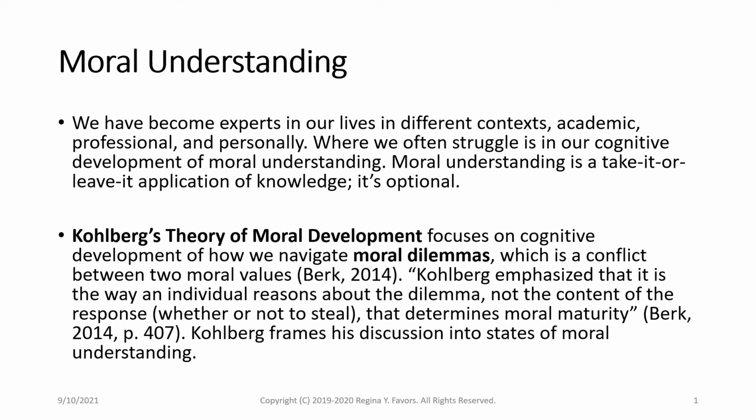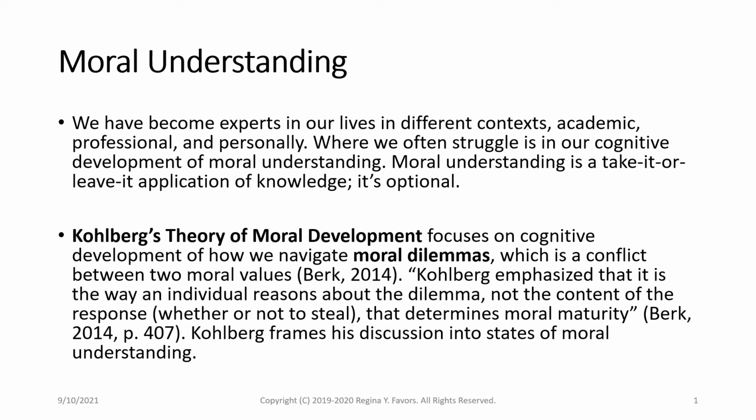Kohlberg's theory of moral development focuses on cognitive development of how we navigate moral dilemmas, which is a conflict between two moral values. Kohlberg emphasized that it is the way an individual reasons about the dilemma, not the content of the response, whether or not to steal, that determines moral maturity. Kohlberg frames his discussion into stages of moral understanding, and we're going to get into that.